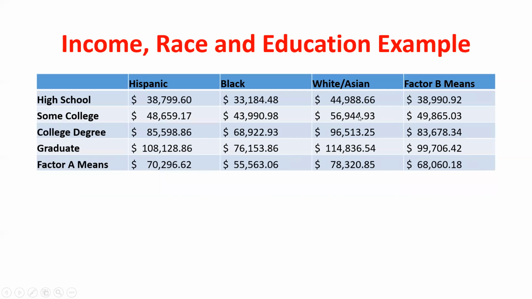Right? So I calculate these kind of intermediate steps. Excel is going to do this for you behind the scenes, but essentially what it's going to do is find the average income across the racial groups for only high school degree individuals. Then it's going to find the average for some college, et cetera. And then it's going to find the average across all education levels of Hispanic individuals. And it's going to find the average across education of just Black Americans, and so on and so forth.